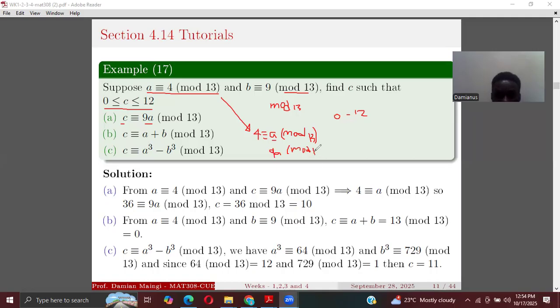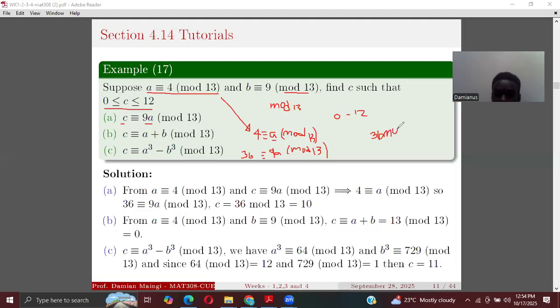Okay, fine. Mod 13. And on this side, what I've done is I multiplied by 9, so this also is multiplied by 9. It becomes 36. So 36 is congruent to 9A mod 13. That means our C is 36, but then C must be mod 13. So 36 now has to be converted to mod 13.